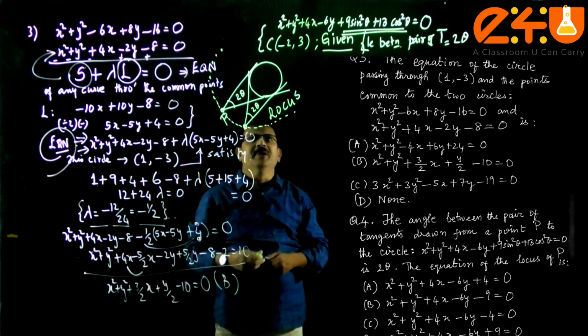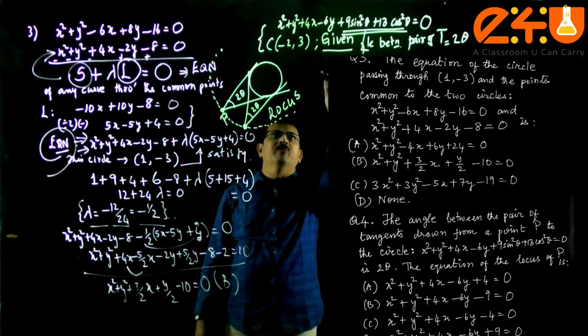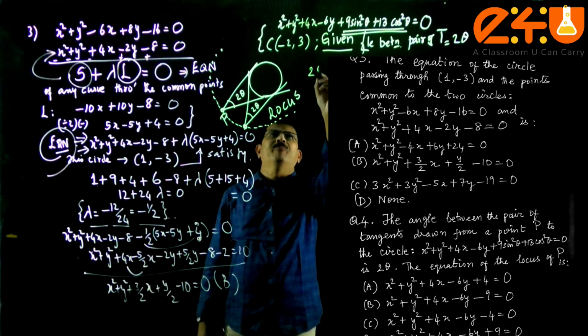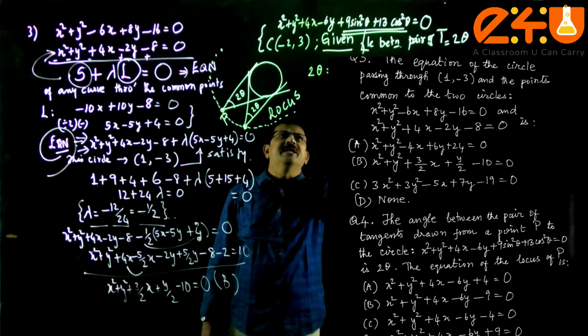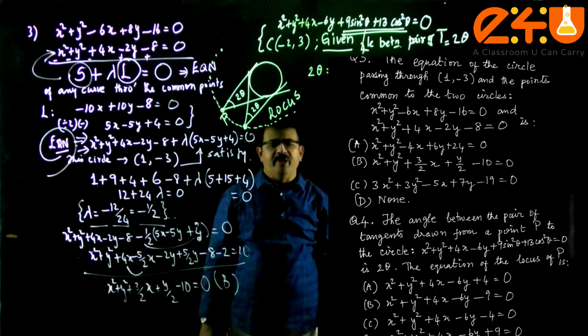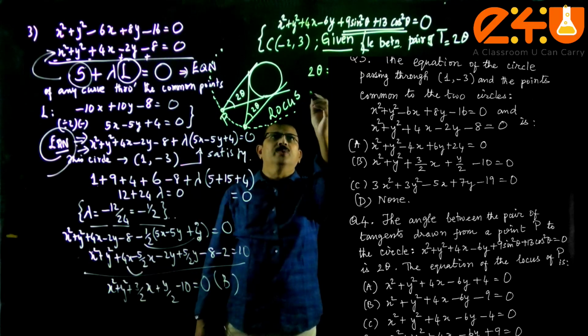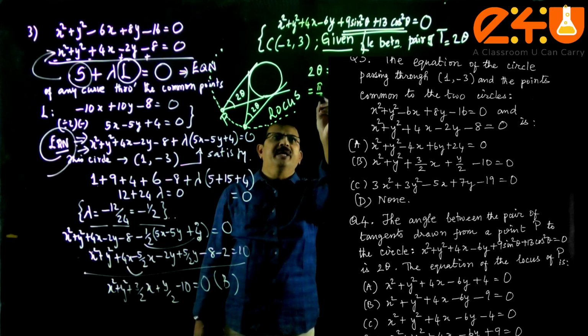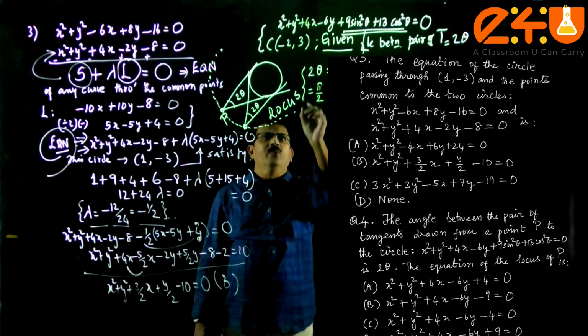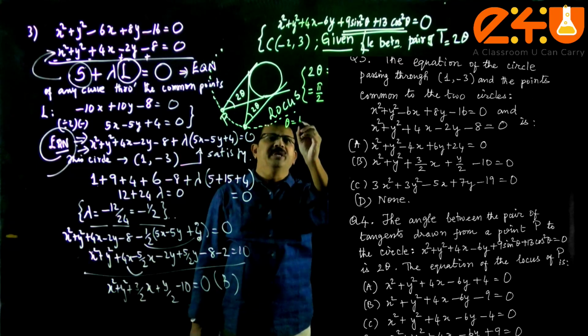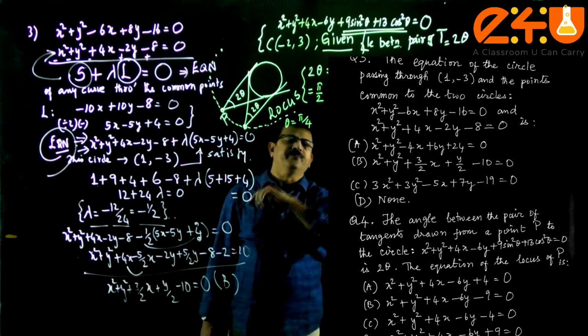What will happen? I want students to come up with this concept. What will happen if I treat 2 theta as a right angle, or pi by 2? So if I treat 2 theta as pi by 2, a right angle, then what happens to theta? The value of theta is pi by 4, is it not?